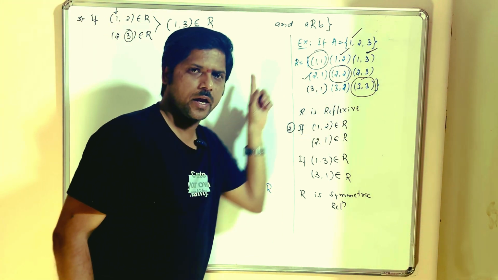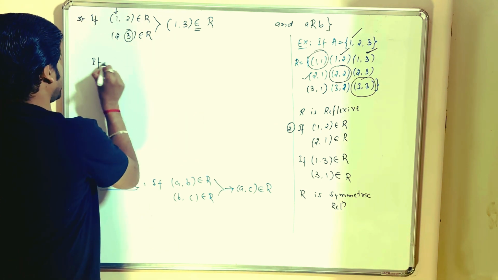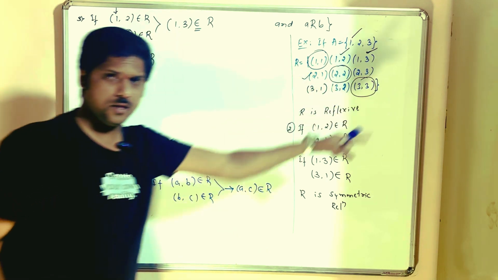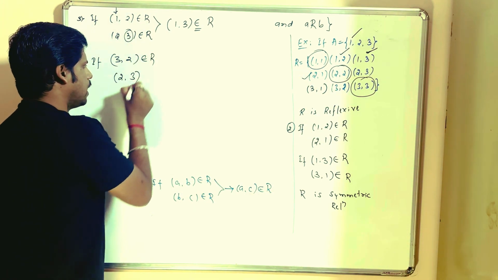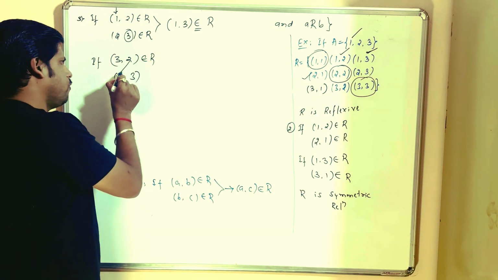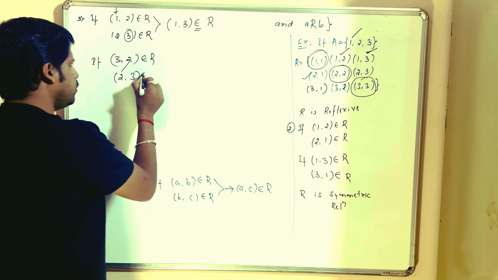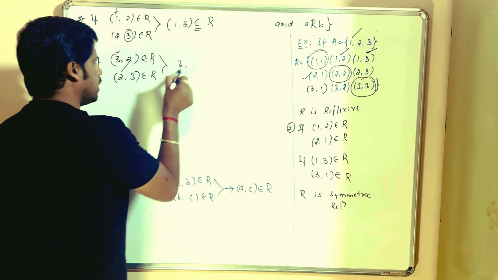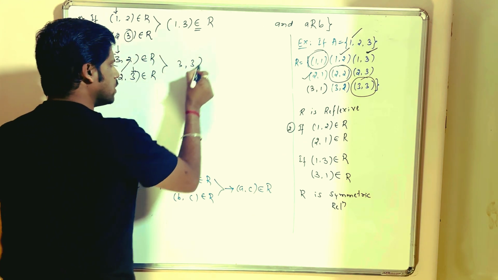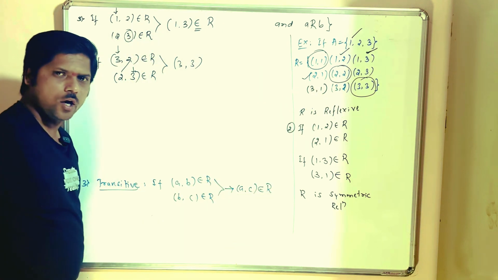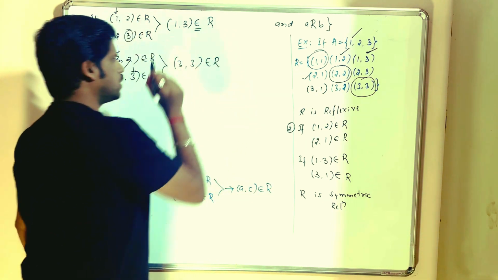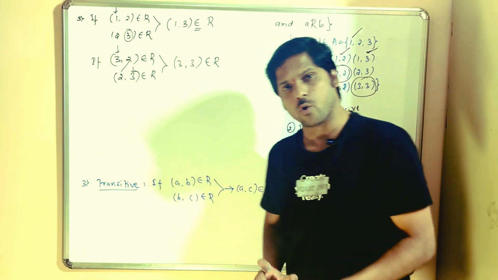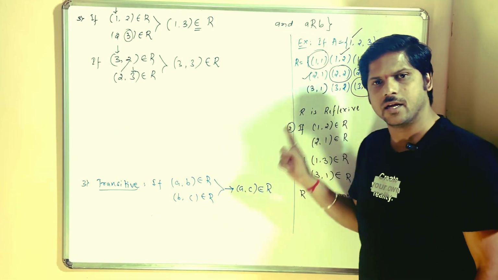Consider any ordered pair. Suppose I consider 3, 2. 3, 2 belongs to R. Again we have to check in this relation only. So again for the second ordered pair I will consider 2, 3, because it starts from 2 only, which also belongs to R. Then in place of a we have 3, in place of c we have again 3. So 3, 3, whether it belongs to R or not, yes it belongs to R. So therefore 3, 3 also belongs to R. So therefore here we conclude that the given relation R is transitive.